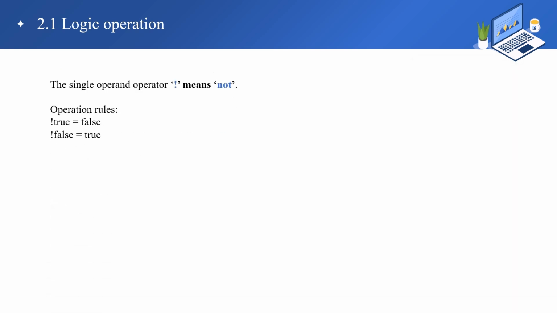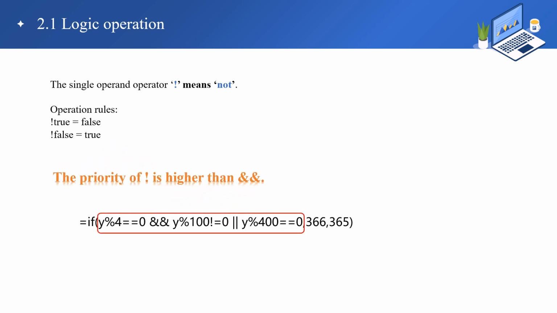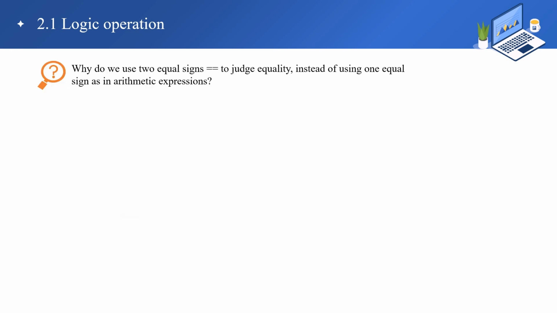There is also a very common single operand operator !, meaning not, and these are its operation rules. ! is a little bit like the minus sign in arithmetic, and its priority is higher than &&. Now, we can understand the meaning of this long expression in the if function. It really correctly expresses the rule of leap year judgment. Here's another question. Why do we use two equal signs instead of using one equal sign as in arithmetic expressions?